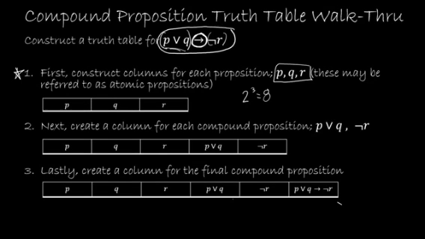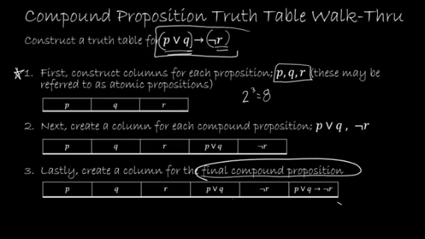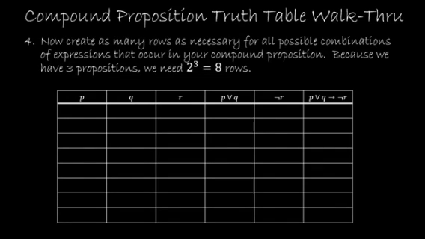Then we're going to create a column for each compound proposition. When I say that, what I mean is I'm looking at this part of my compound proposition, and I'm looking at this part of my compound proposition, and then I'm going to create a column for the final result, which is the whole kit and caboodle. So that's all of the columns that I need. You can see how this might very quickly become several more columns. But right now we have 6 columns, and again, we have now 2 to the 3rd, or 8 rows.